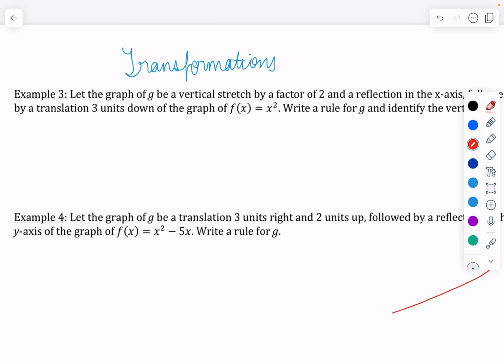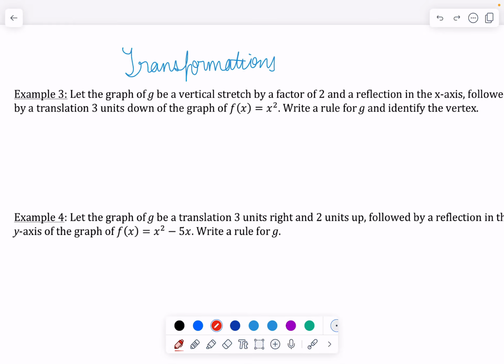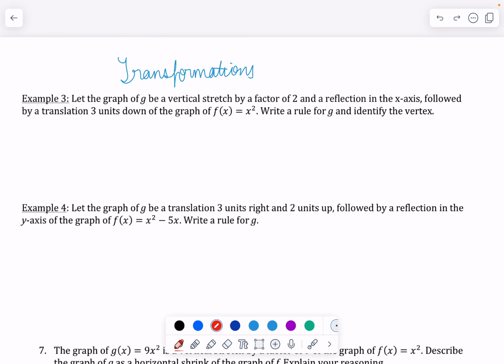Okay, let's look at the very first example, which is actually one that we've done in class. It says, let the graph of g be a vertical stretch by a factor of 2 and a reflection in the x-axis, followed by a translation 3 units down of the graph of f of x equals x squared. This is different from what we've seen before, because it's asking us to do two different transformations at once.